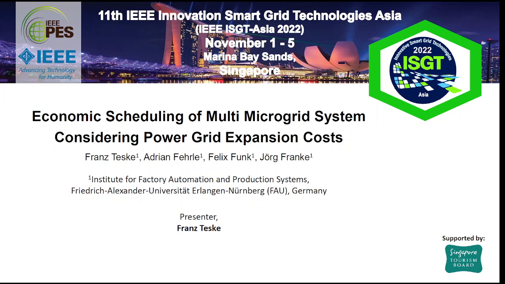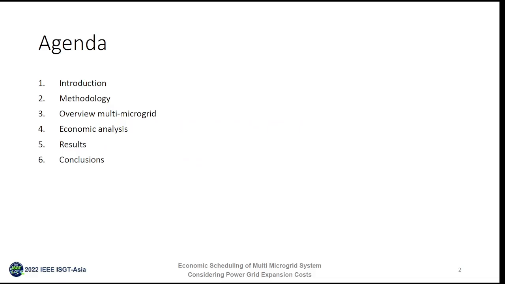Today I present our research on the topic of economic scheduling of multi-microgrid systems considering power grid expansion costs. We are from the Institute of Factory Automation and Production System at the Friedrich-Alexander-Universität Erlangen-Nuremberg in Germany.